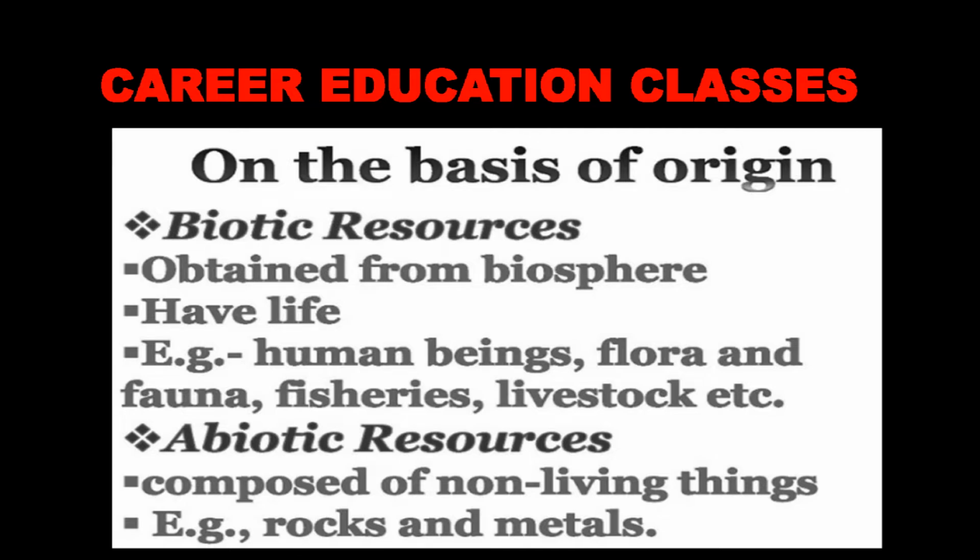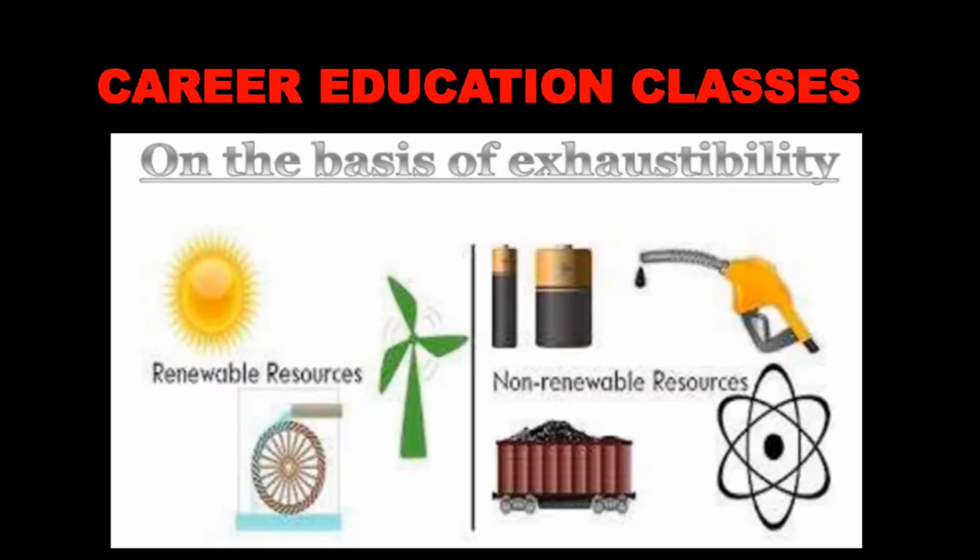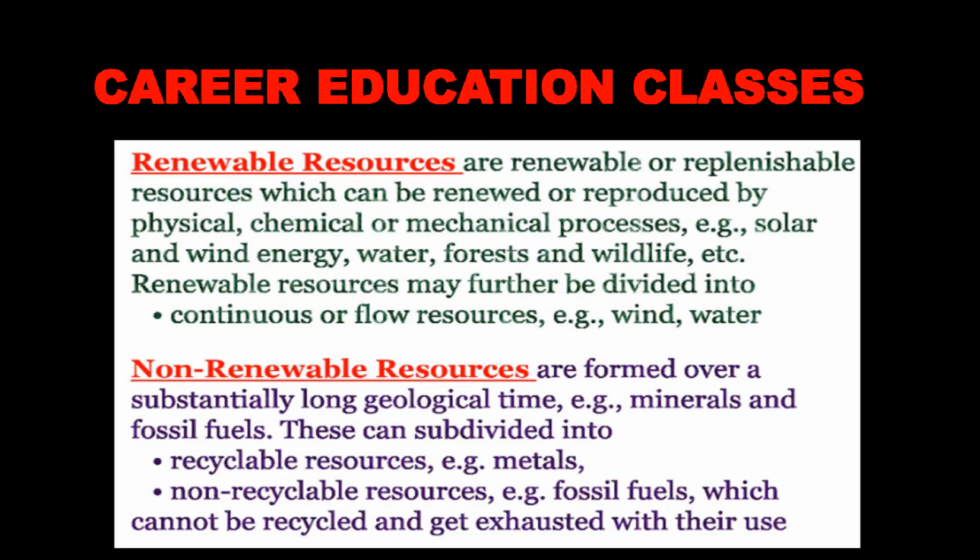Now we'll talk about classification on the basis of exhaustibility: renewable resources and non-renewable resources. Renewable resources can be renewed with the passage of time. Non-renewable resources cannot be renewed, for example, minerals and fossil fuels. They need millions and trillions of years to recycle. They get exhausted with their use, so they are considered non-renewable resources.